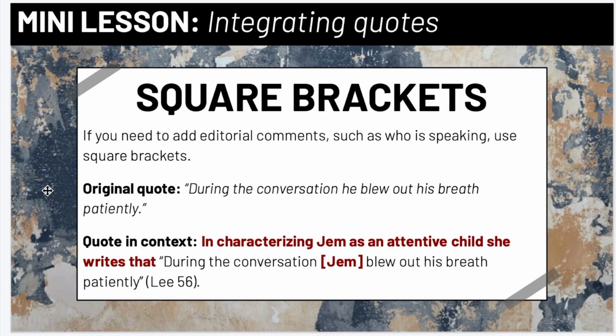When you are integrating quotes, we recommend using square brackets. So if you need to add editorial comments such as who is speaking, use those square brackets. So the original quote says, "During the conversation, he blew out his breath patiently." But maybe you want to quickly explain who exactly did this. And over here, by putting these brackets here, you can quickly say who exactly did this process of blowing out his breath patiently.